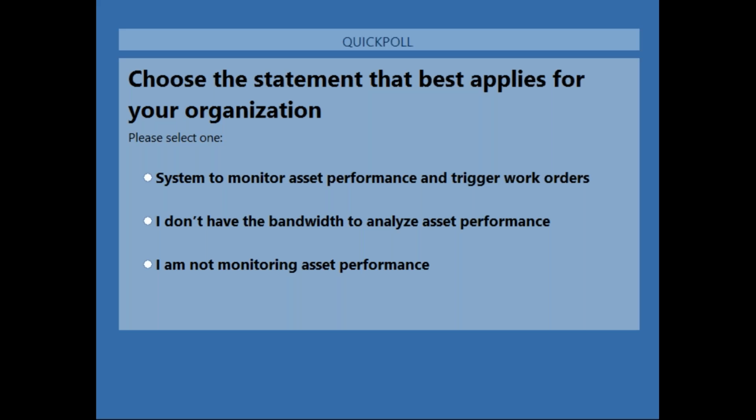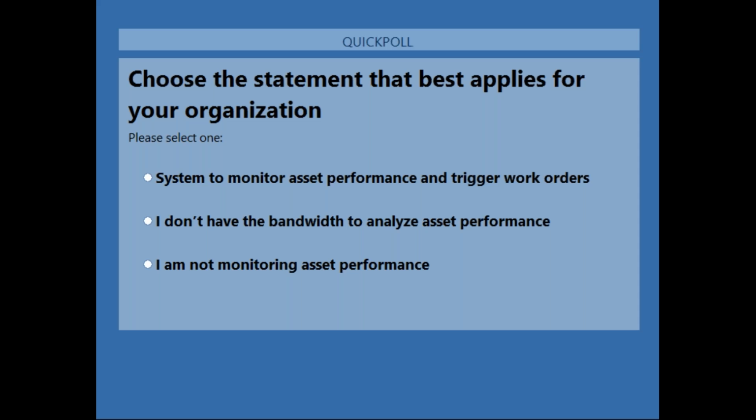Okay, let's go ahead and launch poll question 4. I believe this will be our final poll, to ask our listeners, what best applies to your organization? You have a system to monitor your performance and trigger work orders as described, or maybe you don't have the bandwidth to really be able to measure asset performance, or perhaps you're not even monitoring it. All right, so which applies? You're not monitoring it, maybe you're monitoring it but you don't have the bandwidth to analyze it, or you really do have a system in place to monitor it and close the loop and track.